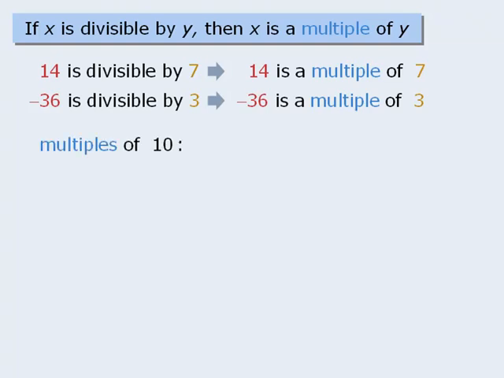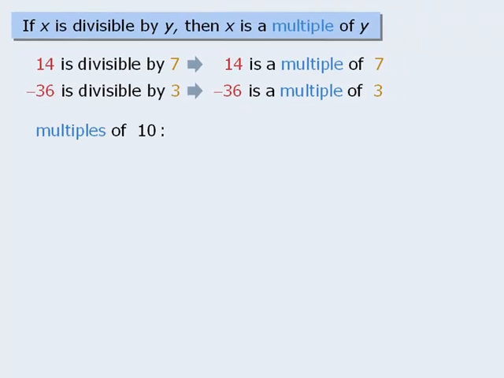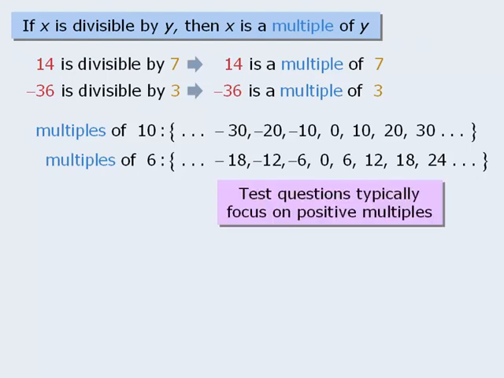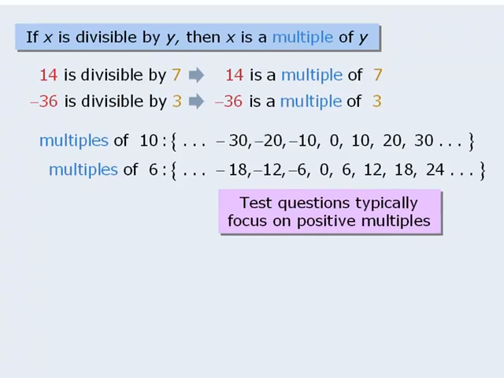To expand on this, we can say that the multiples of 10 are as follows. Similarly, we can say that the multiples of 6 are shown here. Now, although these multiples include negative values as well as 0, you'll find that the test typically focuses on positive multiples.